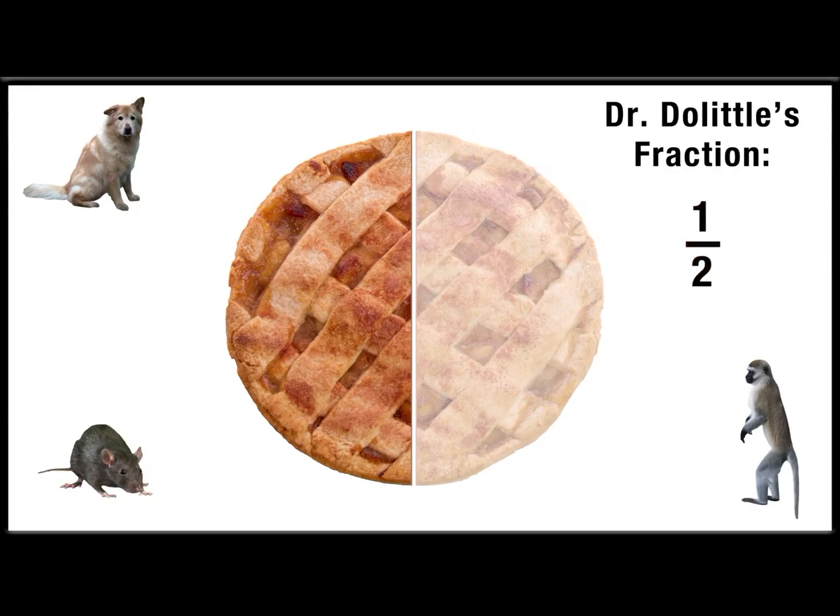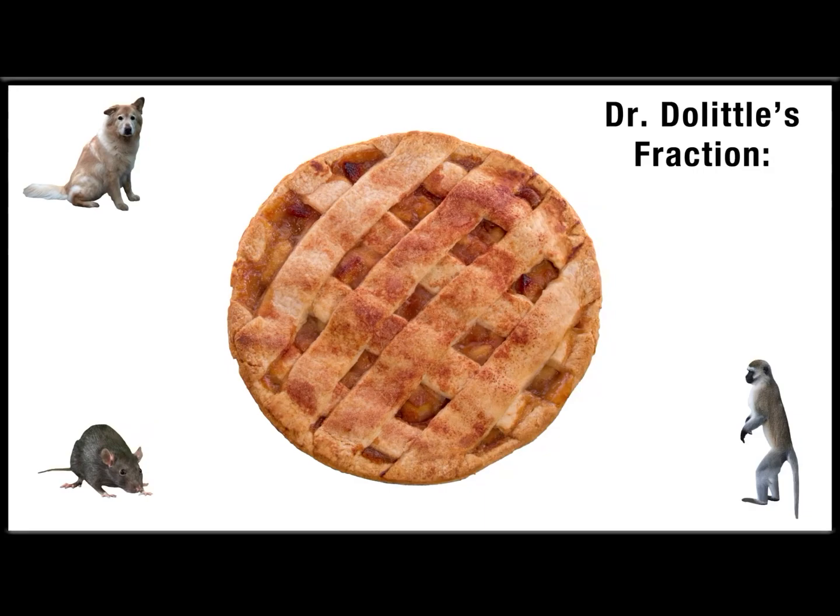A fraction has two parts. The bottom number tells us the total number of pieces or groups. There are 2 pieces of pie, so the bottom number is 2. The top number is the piece of pie or groups we want to talk about. In this case, Dr. Dolittle is eating 1 piece of pie, so we write a 1. Dr. Dolittle will be eating 1/2 of the pie. That's a lot of pie for one person.